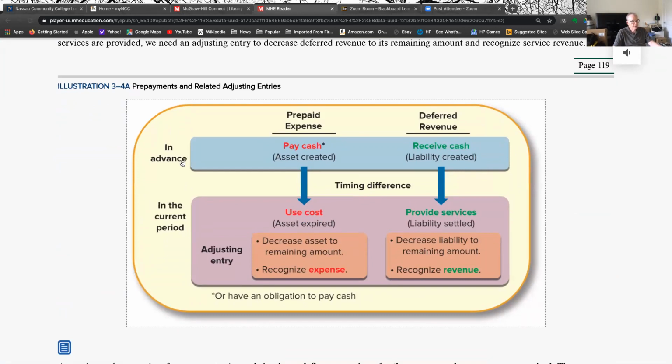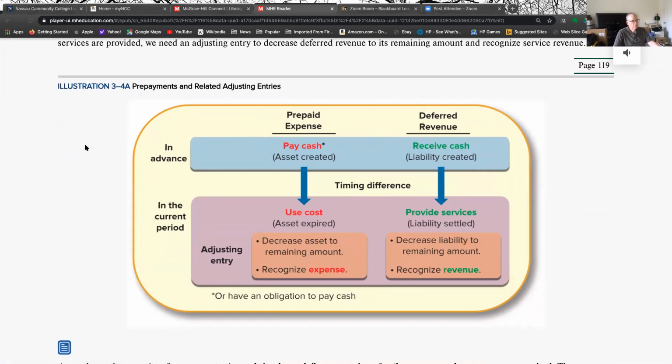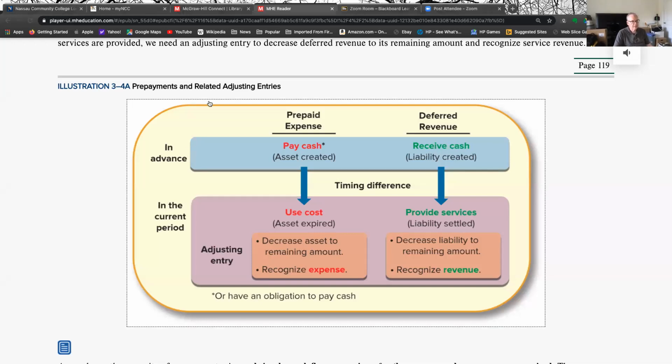Okay, and again, this explains some of it. What are prepaid expenses and deferred revenue? Now, again, remember there were two big categories that I told you about. I said one was called deferrals and one was called accruals. Right? Deferrals are things that have already been recorded but need to be changed. The numbers already exist in the accounts and they need to be changed. That's these two.